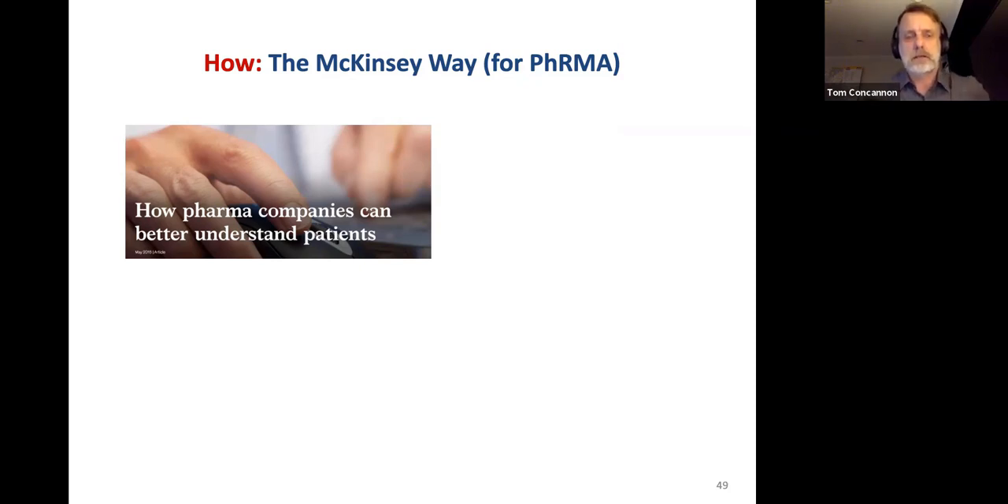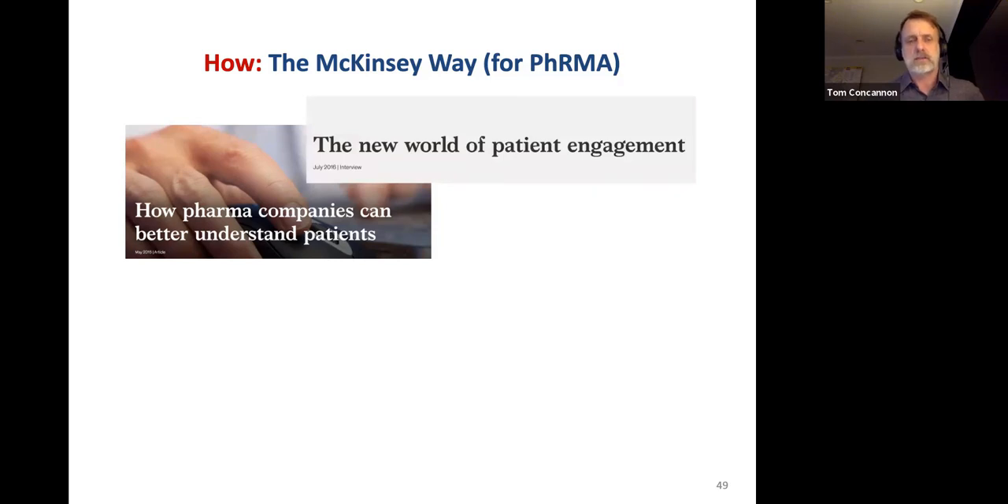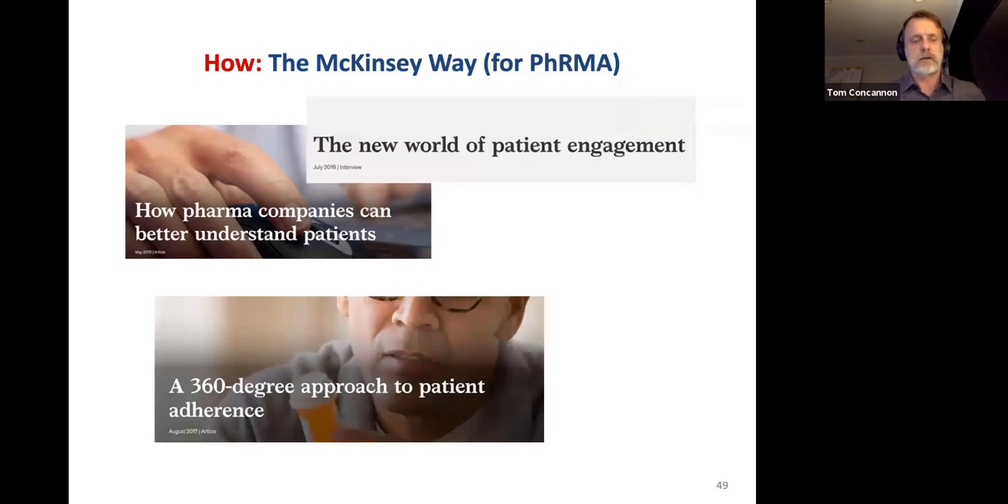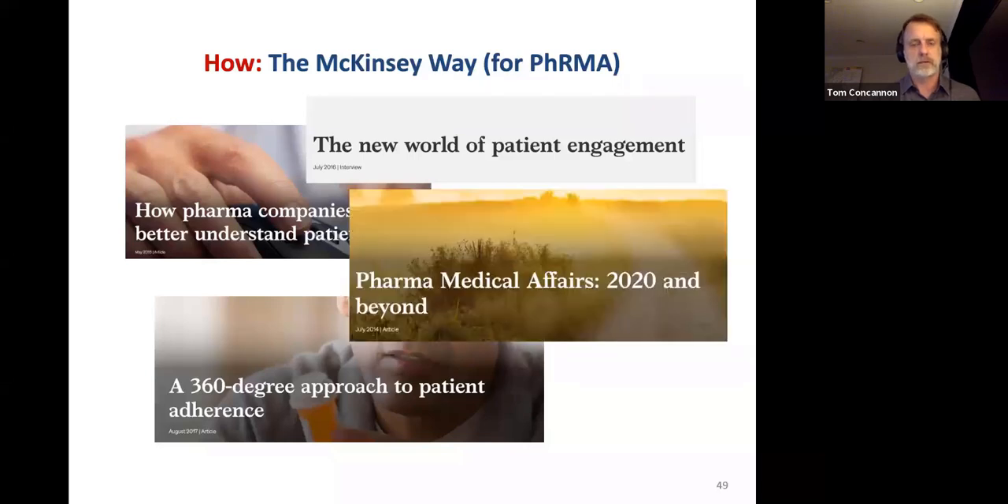So I typed in McKinsey, pharma, and engagement, and looked at the first page of hit results, and there were several McKinsey reports. They were: how pharma companies can better understand patients. This isn't even bidirectional or even communicating with them. It's just understanding, just developing relationships. The new world of patient engagement, which I will tell you was all about communicating. A 360-degree approach to patient adherence, which is all about getting patients into trials and keeping them there. It's not about co-producing the trial research with patients.